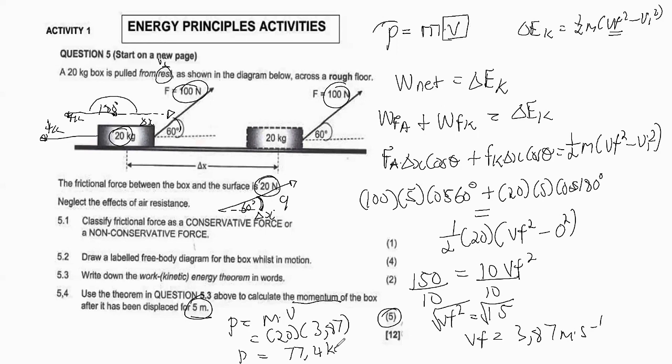And then our momentum is equal to 77.4 kg meters per second. Remember, it's momentum. The SI unit for momentum is kg meters per second. Right. And that's how you could have got that 5 marks.